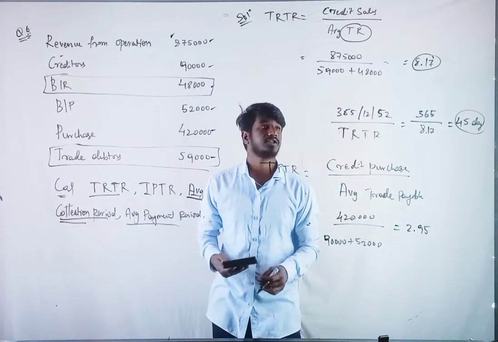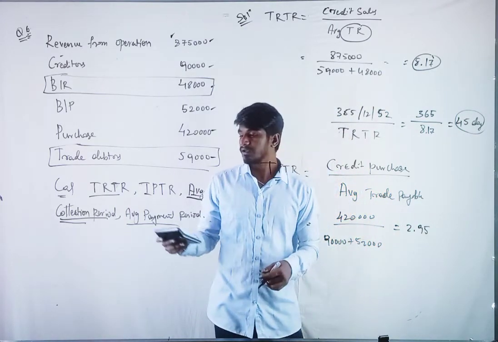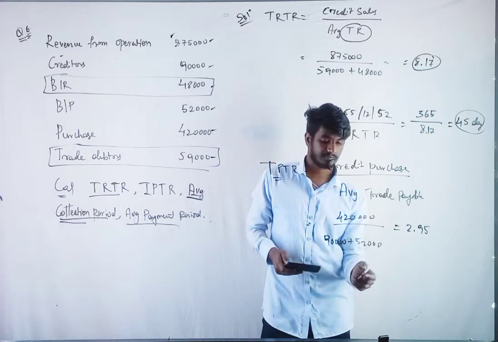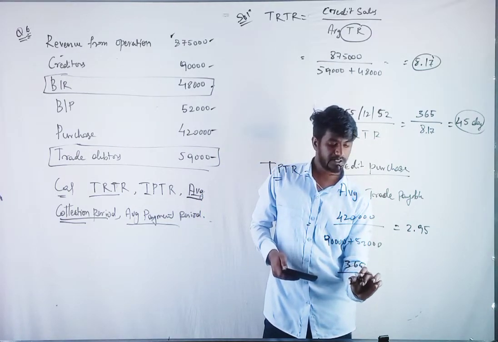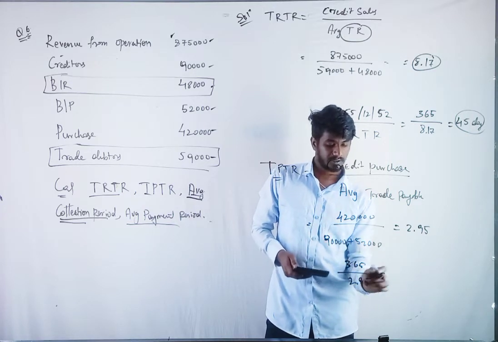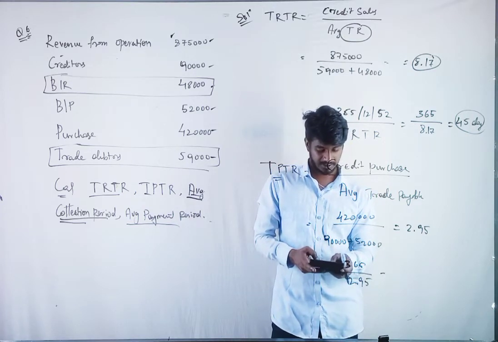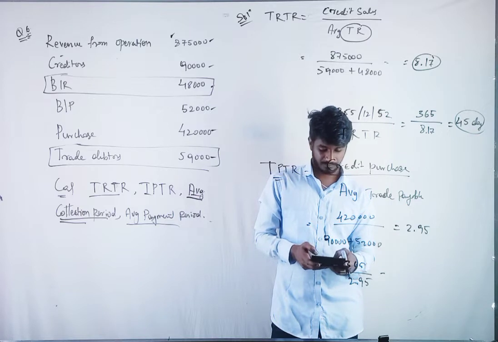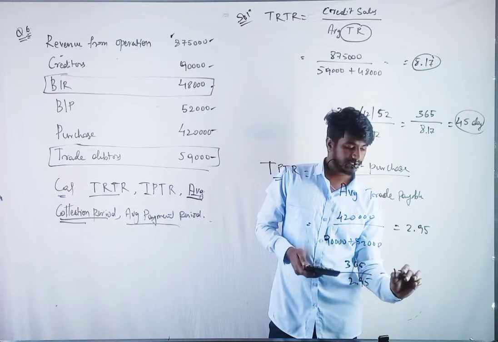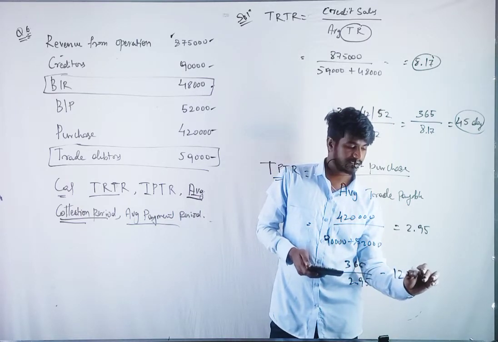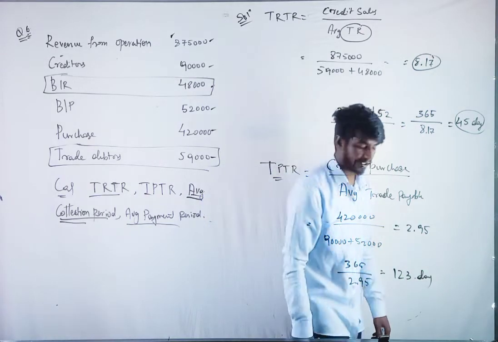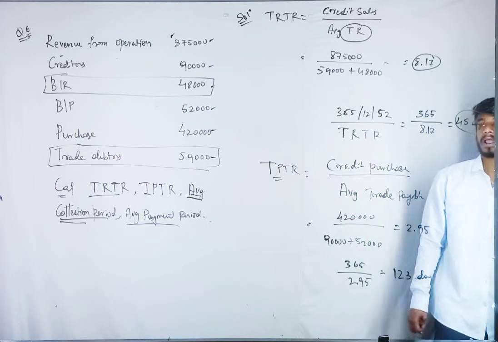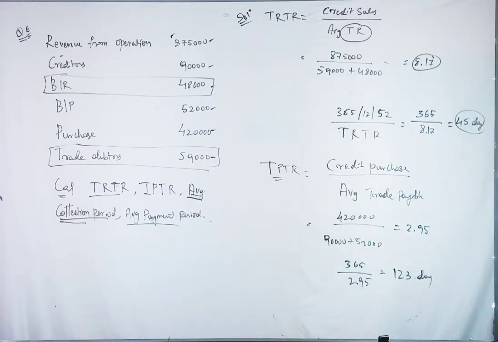It is 2.95, and we should calculate average payment period. Let us take 365 days divided by 2.95. That is 123 days. 123 days it comes out. Yes, you can take down the solution. Let's move on to the next.